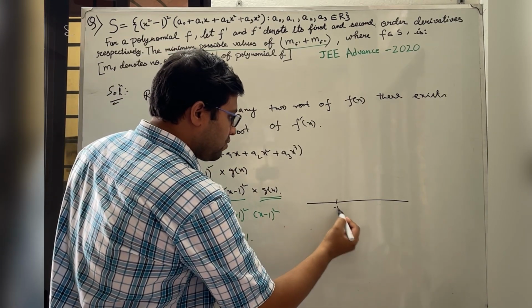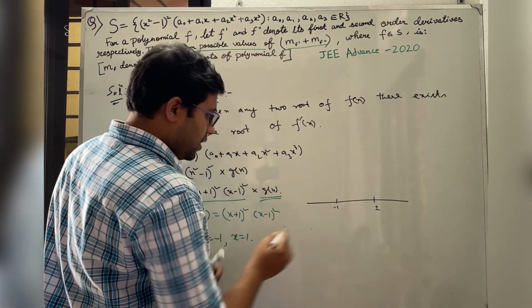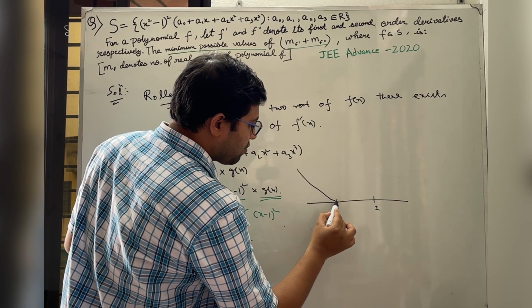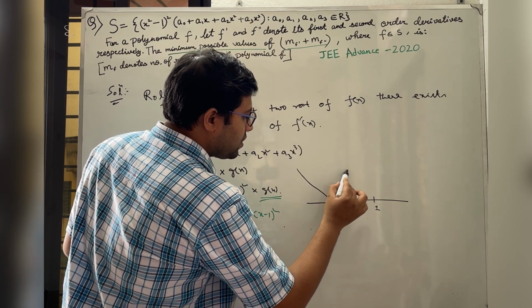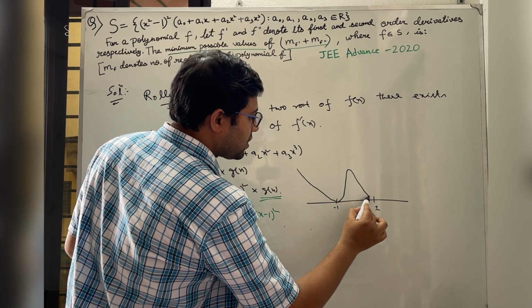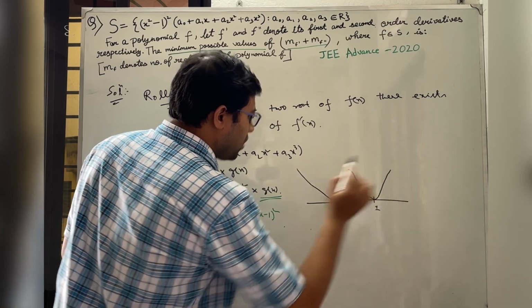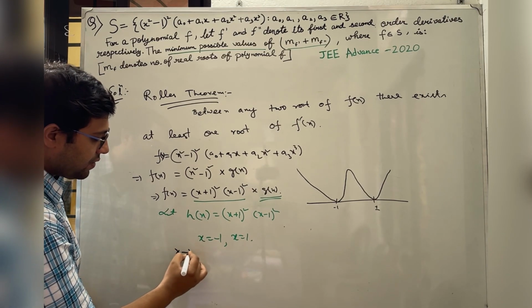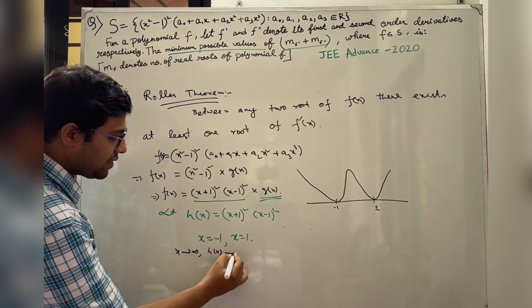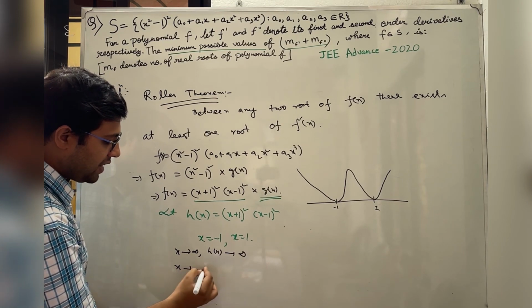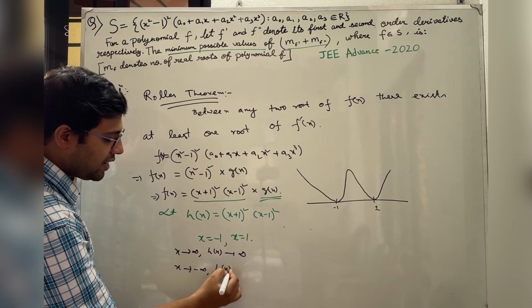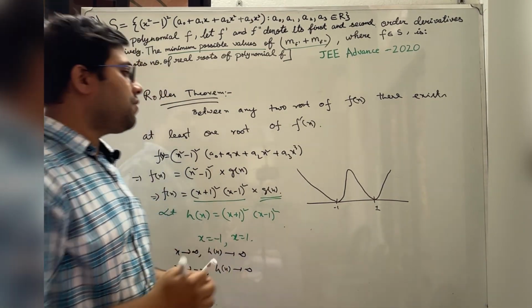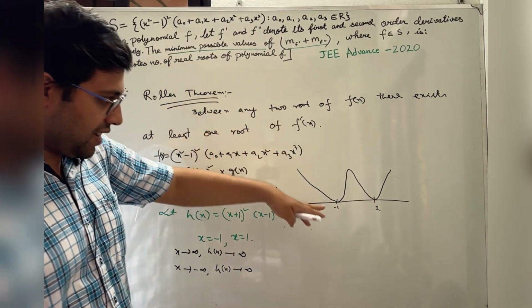At x equal to minus 1 and x equal to plus 1, the graph of h(x) will look like this. It will touch the x-axis at the point minus 1, and it will go upward. Then again it touches at x equal to plus 1, and it will go upward. Because as x tends to plus infinity, h(x) tends to plus infinity, and as x tends to minus infinity, we can see that h(x) also tends to plus infinity. So the graph will start its journey from above the x-axis, and it will touch at x equal to minus 1.